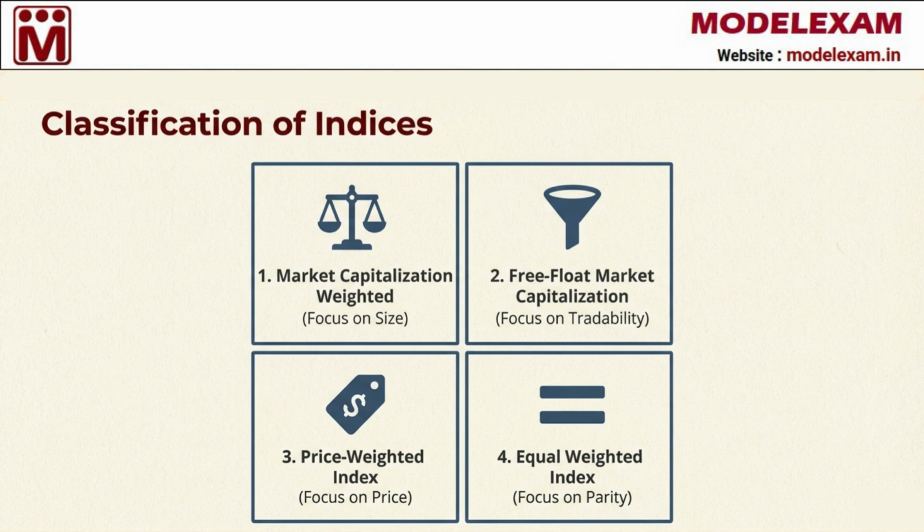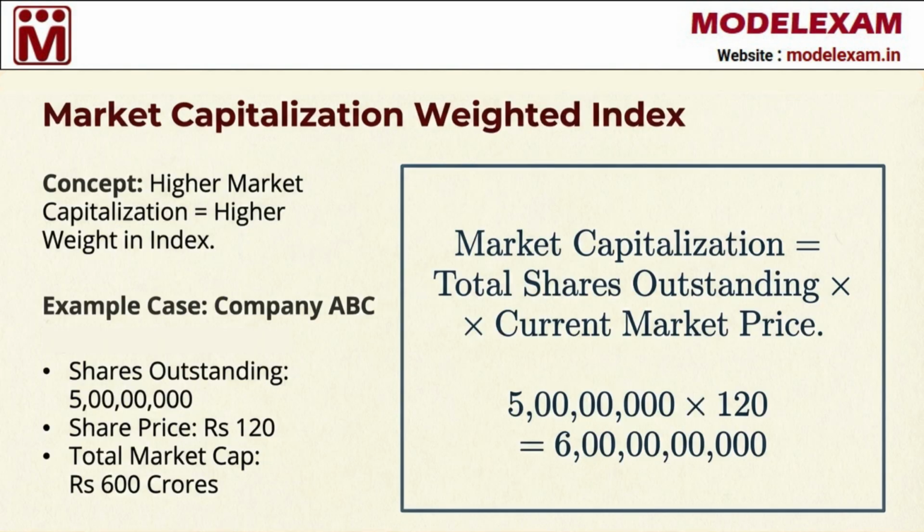Let's start with the most common one, the market capitalization weighted index. To understand this, we first need to know what market capitalization is. In simple terms, it's just the total market value of a company. You calculate it by taking the total number of shares a company has and multiplying that by its current stock price. For example, if a company called ABC has 5 crore shares and each share costs 120 rupees, the company's market cap is 600 crores. In this type of index, the bigger the company's value, the more influence it has on the index's movement.